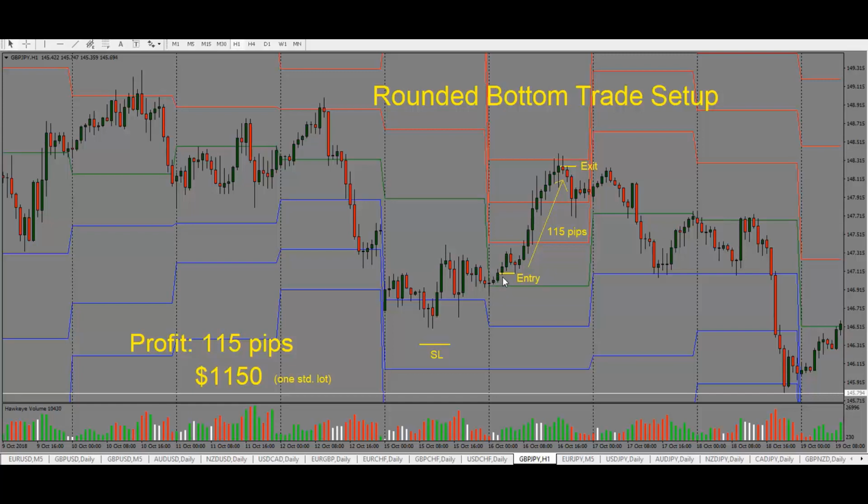We can enter the trade long here after this candle completes, and we put the stop below our pins here. We stay with the trade for as long as price is moving higher. Once it comes into the next support and resistance level, we see that we have multiple pins into this level. So this is a good place for us to exit the trade. From entry to exit here, we get 115 pips in our trade. So our profit is 115 pips or $1,150 if trading one standard lot.